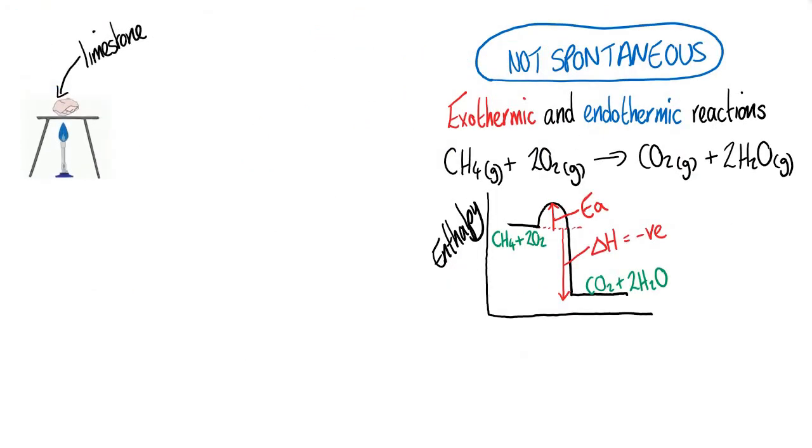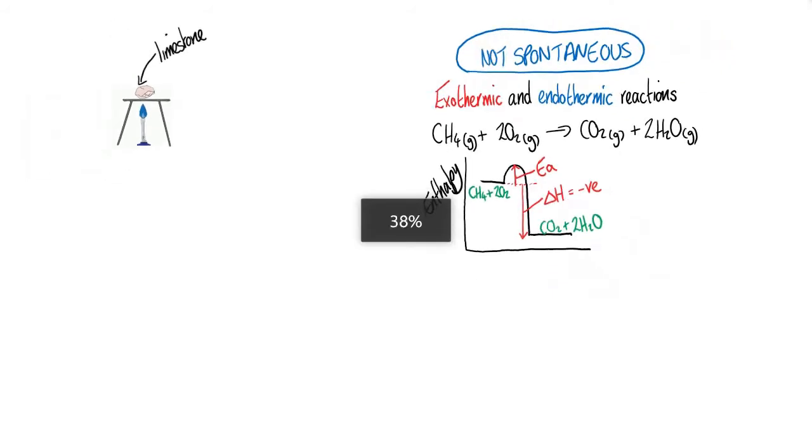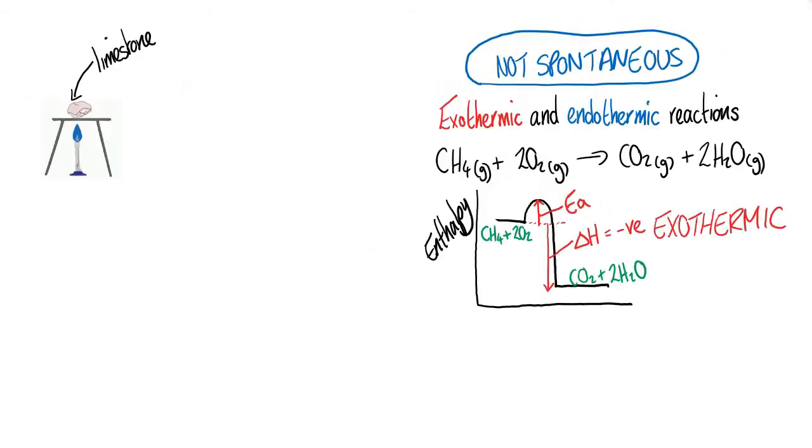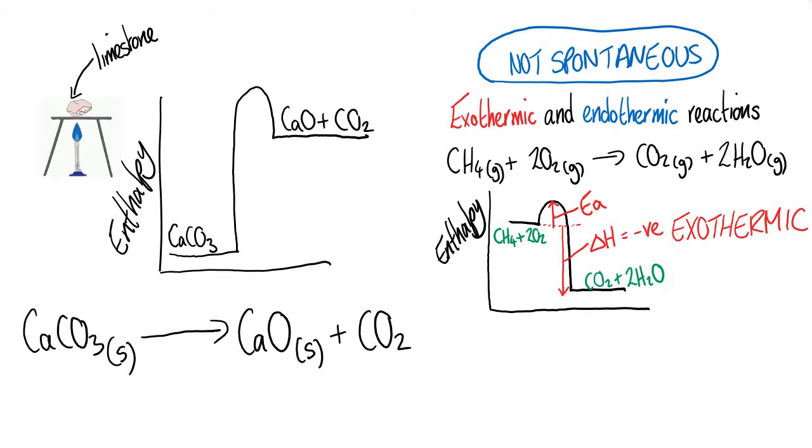And you can see here this is an exothermic reaction. Delta H is negative. So we have the enthalpy arrow going down, indicating a negative exothermic reaction. Now let's look at the limestone. Like I said, limestone will not thermally decompose on its own. It needs, obviously the hint is in the name, it needs thermal heat. It needs heat in order to decompose.